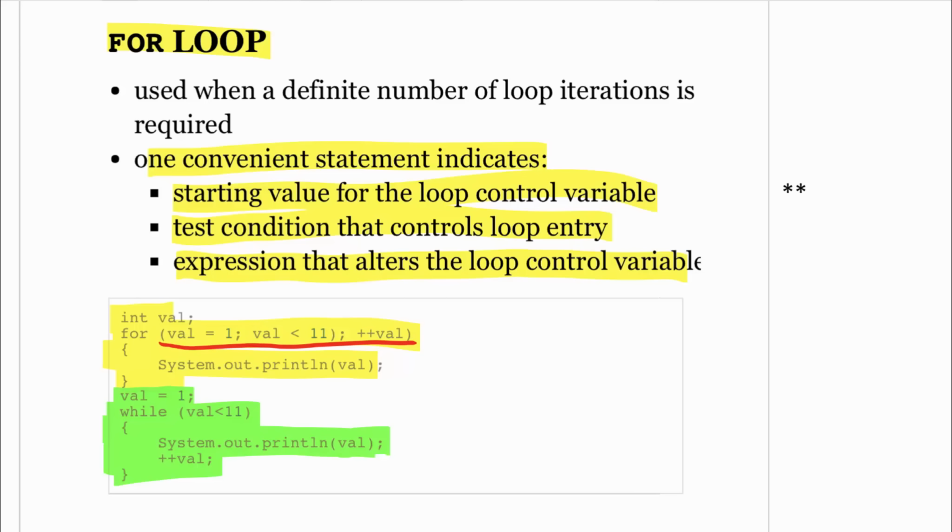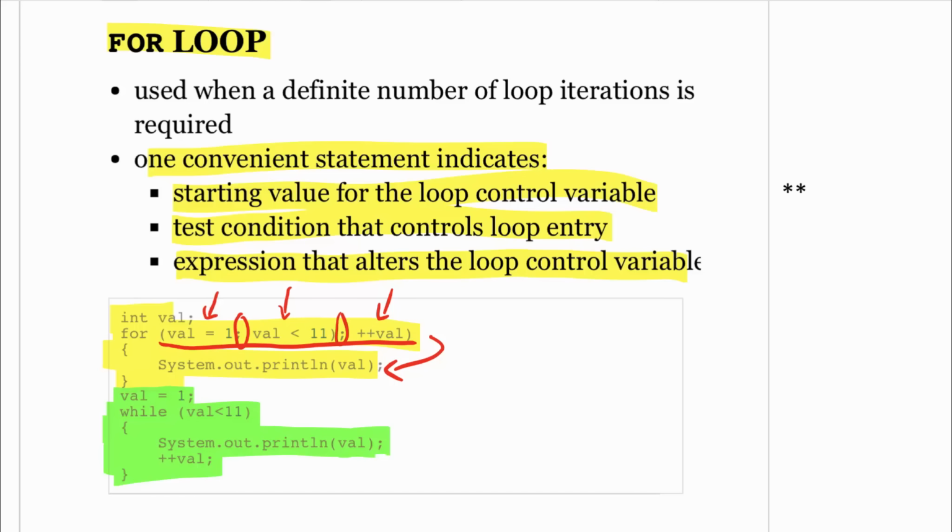You have the word for, and then you open your parentheses, and then in the parentheses, you initialize your LCV, your loop control variable, you set it equal to 1, and then you can do your test condition, specify how long you want the loop to run for, and then you can increment it at the very end. And these are all separated by semicolons. So there's 2 semicolons that exist inside for loops, and then based on that, it'll just print it out.